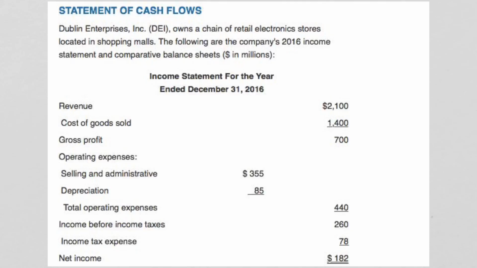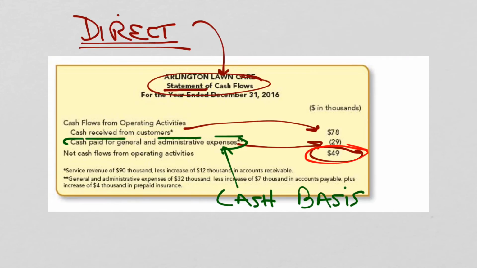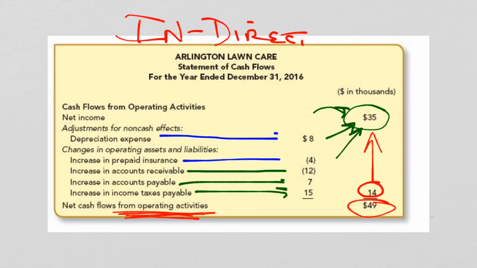Okay, that's the difference between income on an accrual basis versus how you reconcile it to cash basis for the statement of cash flows. In both the direct method, bing, the indirect method, bing, and that's what you need to know.